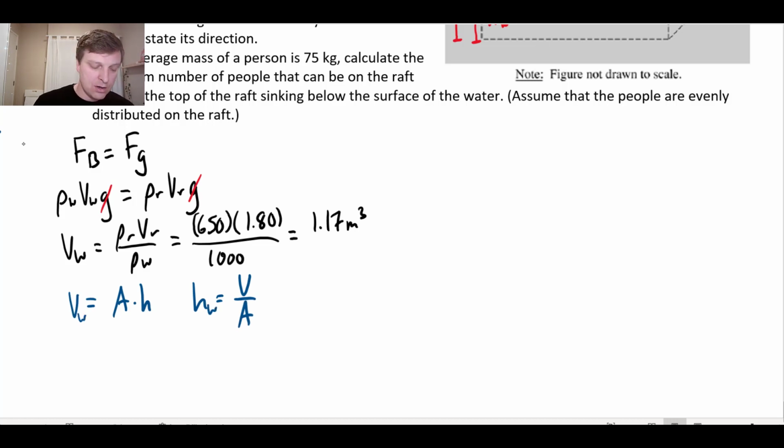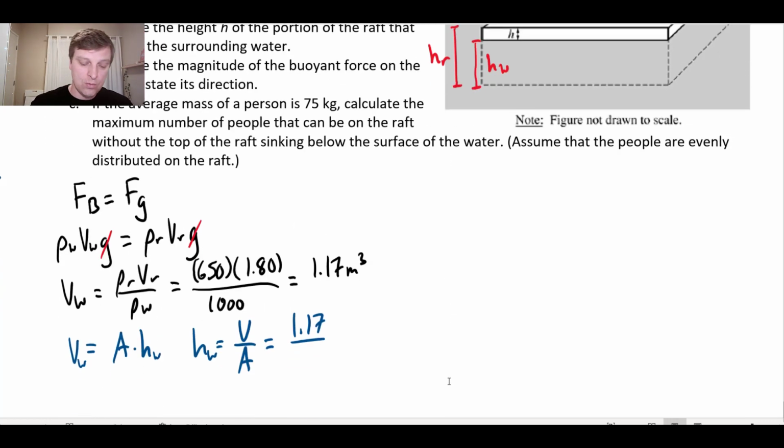So the volume of water displaced is equal to the area of the raft times the height of water. And so that is going to equal 1.17 divided by the area, which is just the area of the total raft, which is 8.2. And this gives me 0.143 meters. So this is telling me the height of the water. That's telling me this number right here that I found.